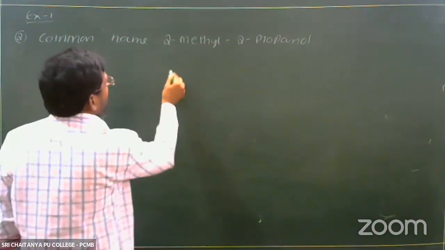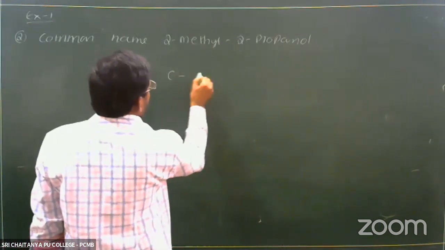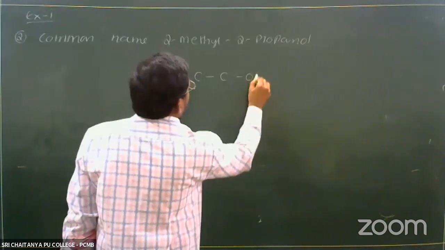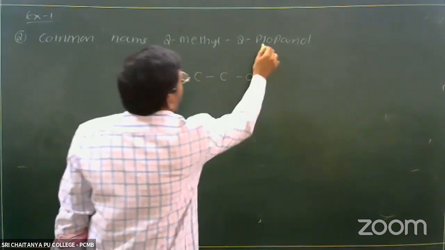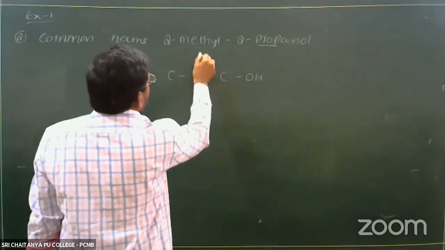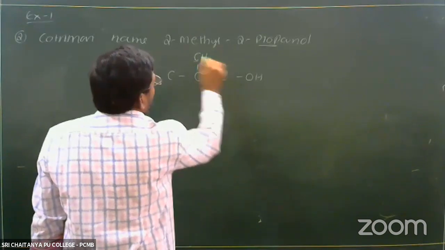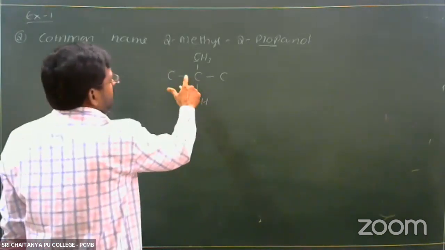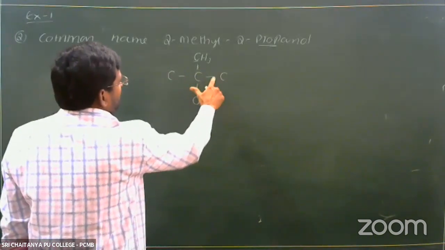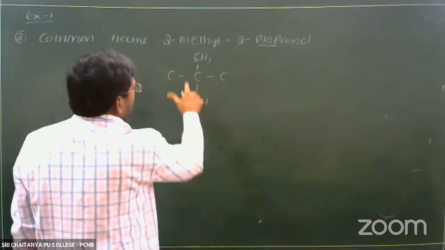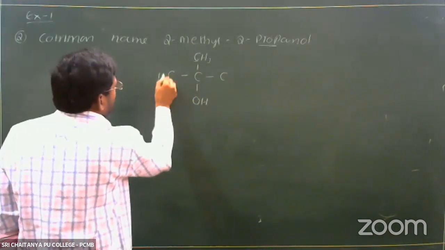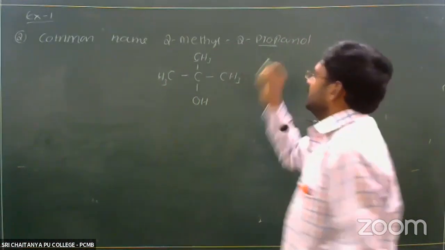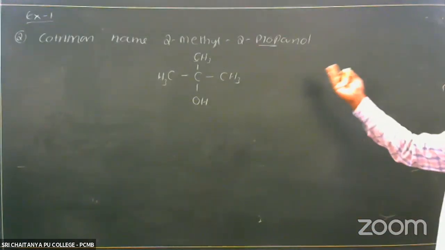First write the structure of 2-methyl 2-propanol. Propanol means it contains 3 carbons, and the OH group is attached to the second carbon, since there are only 3 carbons. Then 2-methyl. Carbon is tetravalent, as we know. The middle carbon's tetravalency is satisfied. The methyl carbons each require 3 hydrogens. This is the structure of 2-methyl 2-propanol.